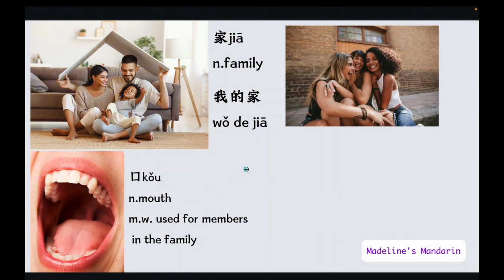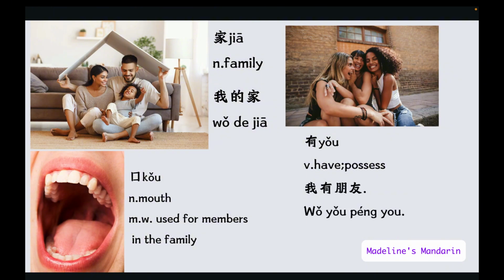Alright. Look at this picture. They are your friends. You have friends. Have, 有. If I say I have friends, 我有朋友. Or if I say I have a teacher, 我有老师.